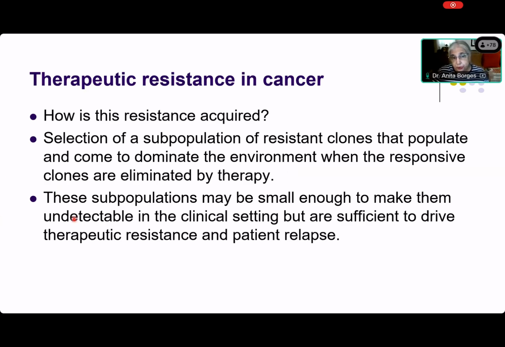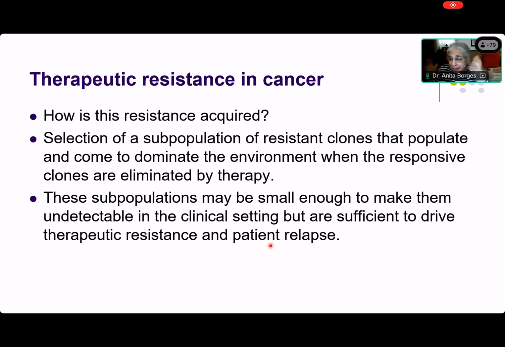Okay, and these subpopulations may be small enough to make them undetectable in the clinical setting, because even when you culture all your organisms, you may not find them, and when you do your antibiotic sensitivity you'll find those are sensitive. But once those clones are killed off by whatever therapy you're giving, the resistant ones are sufficient to drive therapeutic resistance and patient relapse. Or in the case of microbiology, you will get a resistant bacterial population. So that is therapeutic resistance.